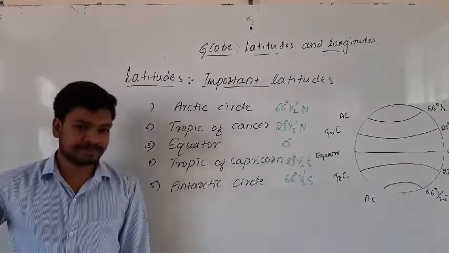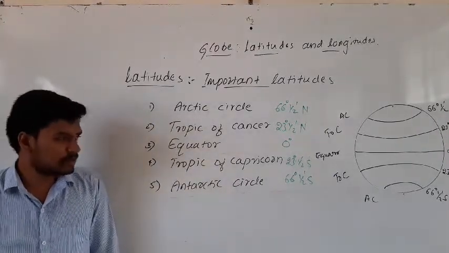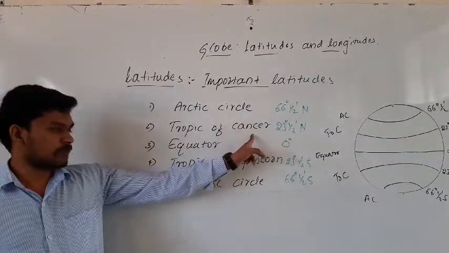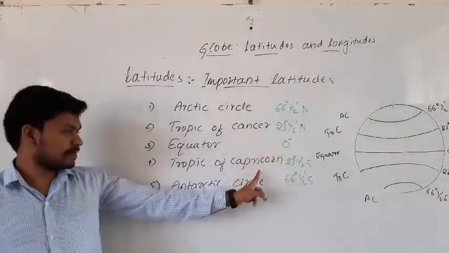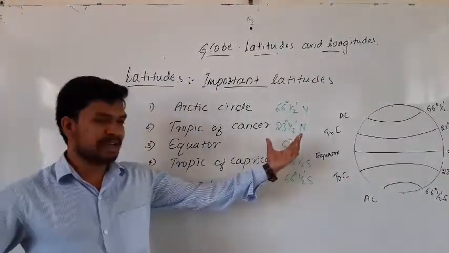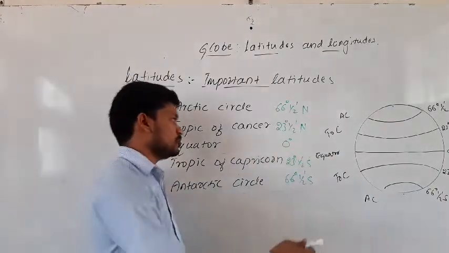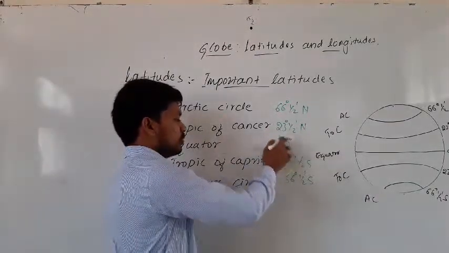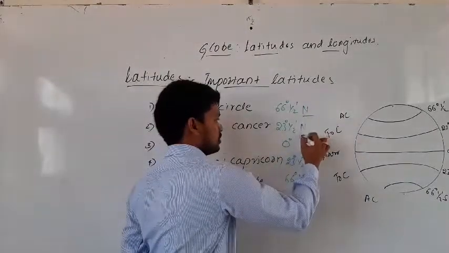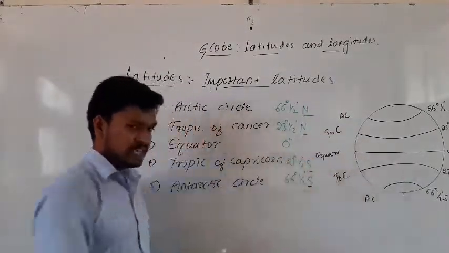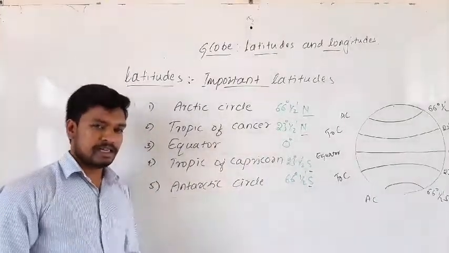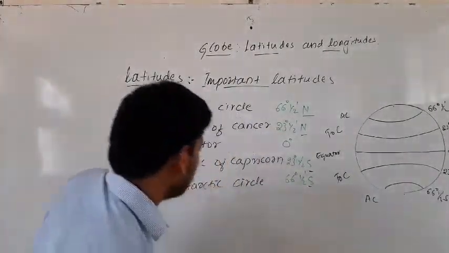So we have 5 important latitudes: the Arctic Circle, Tropic of Cancer, Equator, Tropic of Capricorn, and Antarctic Circle. You need to mention the directions in front of these values, because the same values exist in both the southern hemisphere and northern hemisphere. The north, south directions mentioned in front of them is very important. Is that all? Next we'll go on.